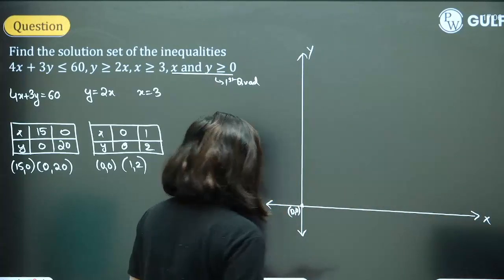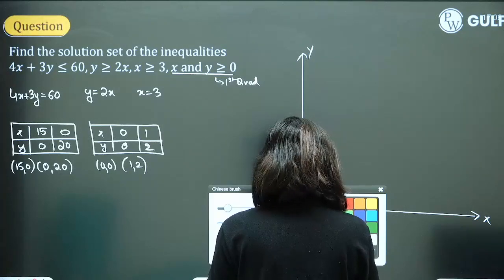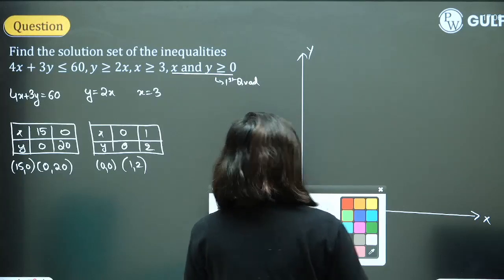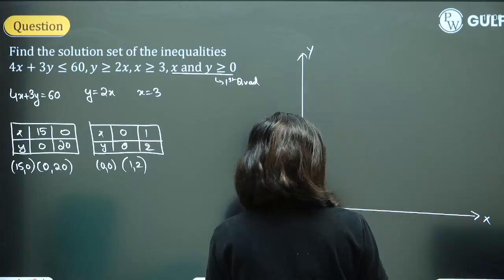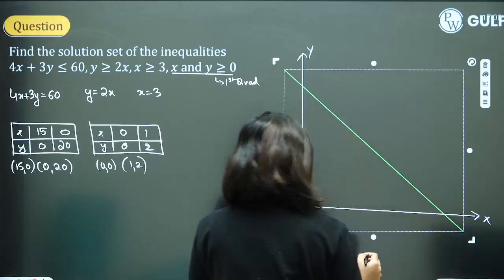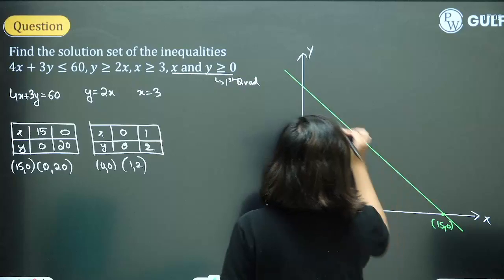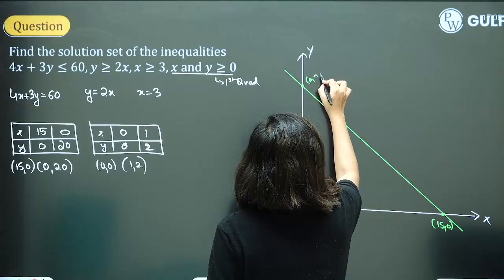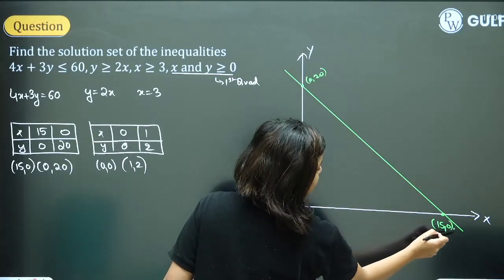Let's draw all these 3 lines on the plane. 15 and 20. Something like this. Immediately name it here. 15, 0, 0, 20. Please name the line. What is the name of the line? 4x plus 3y equal to 60.